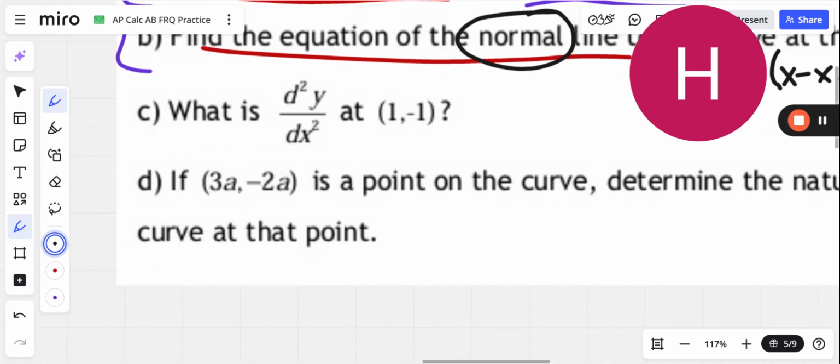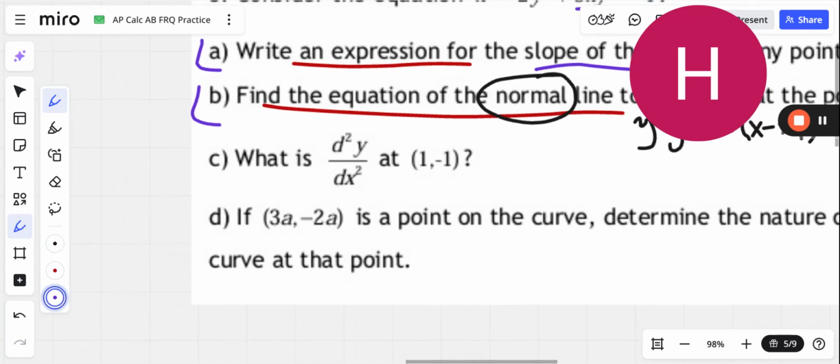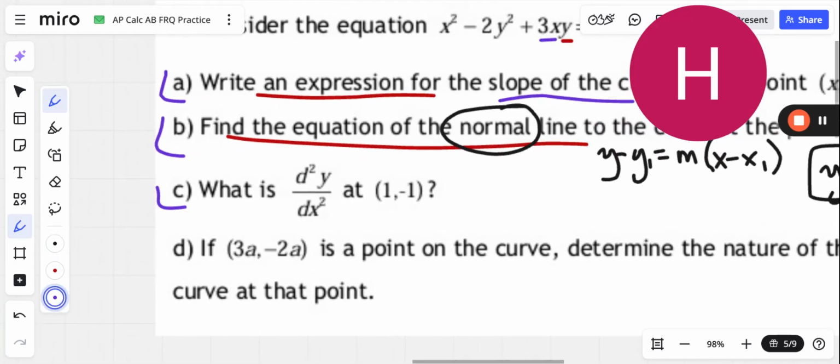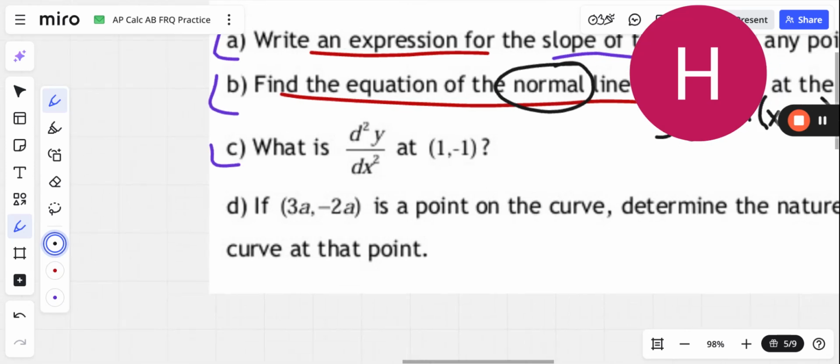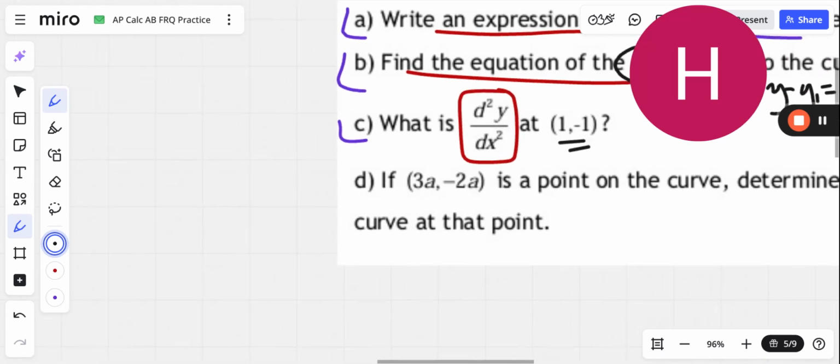Okay, part C steps it up in terms of derivative a little bit. It asks, what is d squared y dx squared? What does this even mean? This is the second derivative. So that's the expression for the second derivative, and it's at the same point.